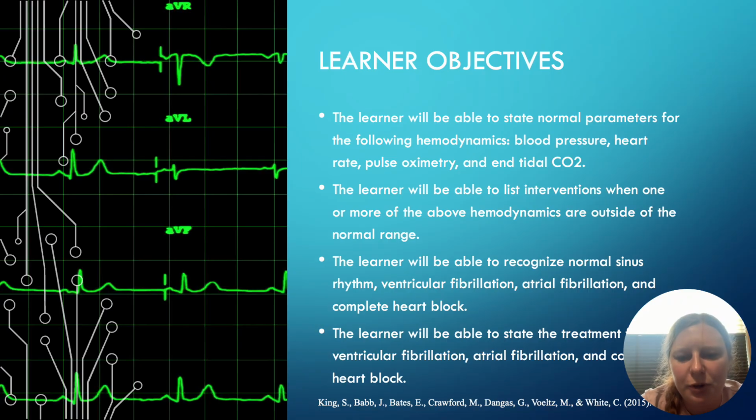The learner will be able to list interventions when one or more of the above hemodynamics are outside of the normal range. The learner will be able to recognize normal sinus rhythm, ventricular fibrillation, atrial fibrillation, and complete heart block. The learner will be able to state treatment for ventricular fibrillation, atrial fibrillation, and complete heart block.